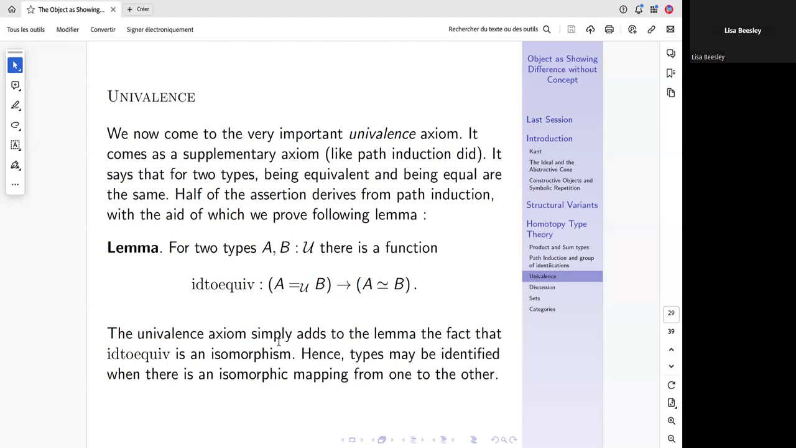Half of the assertion derives from path induction, because path induction proves that there is a function idtoequiv, which goes from the identity type between A and B in the universe U to the type of equivalences between A and B. So we know by path induction that there is a function from this to this, but the univalence axiom simply adds that this function is an isomorphism, which means that we have the converse entailment, which means that types may be identified when there is an isomorphic mapping from one to the other.